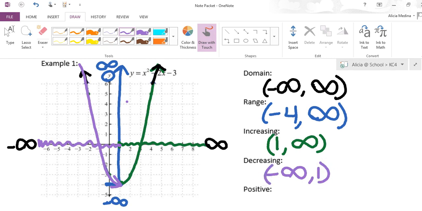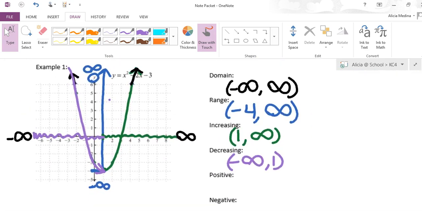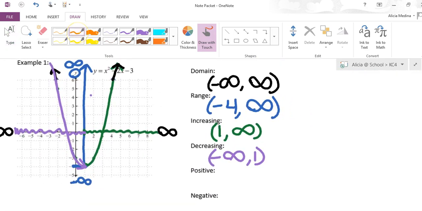And where is this graph positive? Where is it above the graph? What we have to think of is positive. Let me look at what color I made positive. Positive was orange. So positive, where is it above the graph? Well, from this point, I'm going to draw a little asymptote here, because that's where it's above the line, right? So from negative infinity until this point right here, it's above the line.